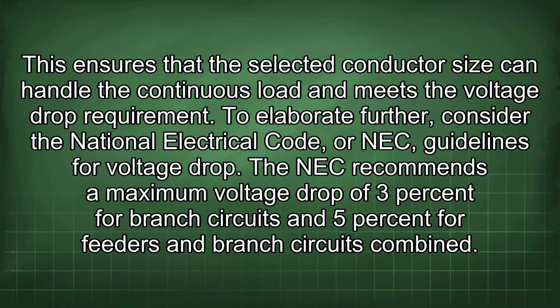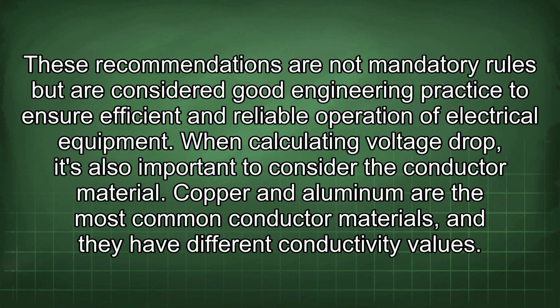To elaborate further, consider the National Electrical Code, or NEC, guidelines for voltage drop. The NEC recommends a maximum voltage drop of 3% for branch circuits and 5% for feeders and branch circuits combined. These recommendations are not mandatory rules but are considered good engineering practice to ensure efficient and reliable operation of electrical equipment.